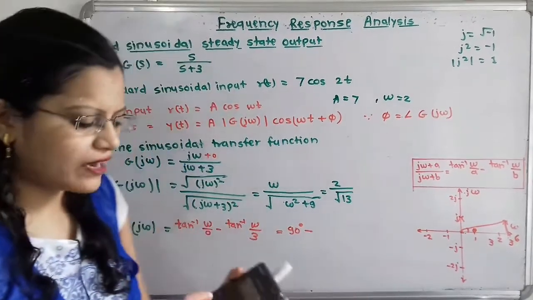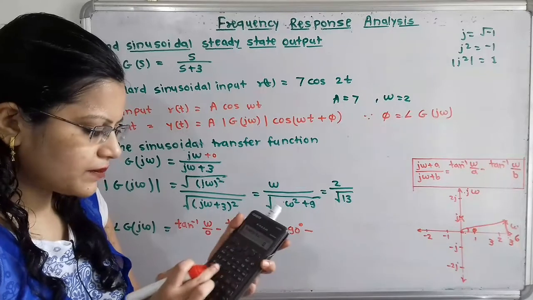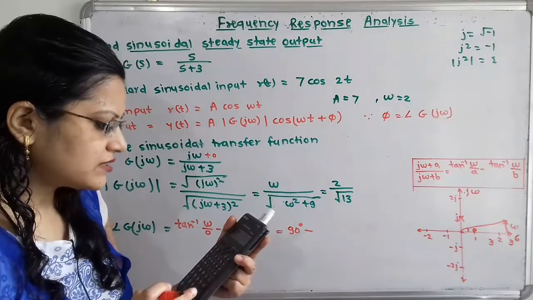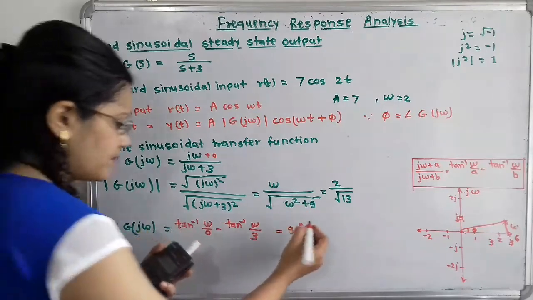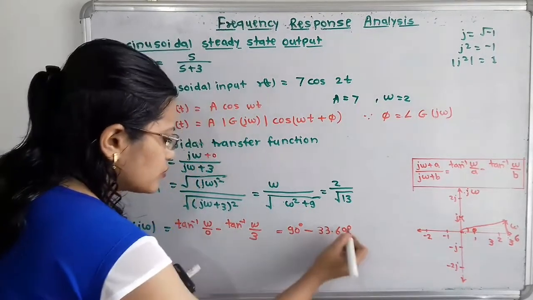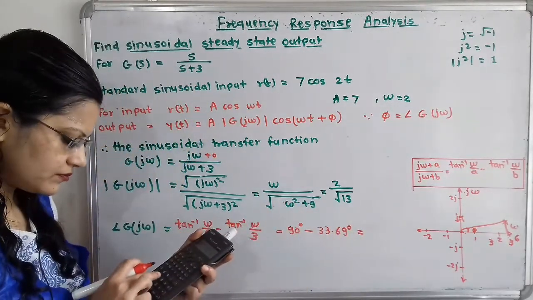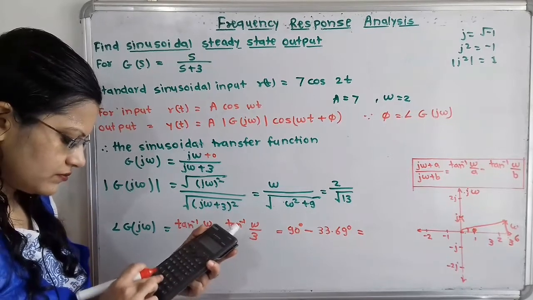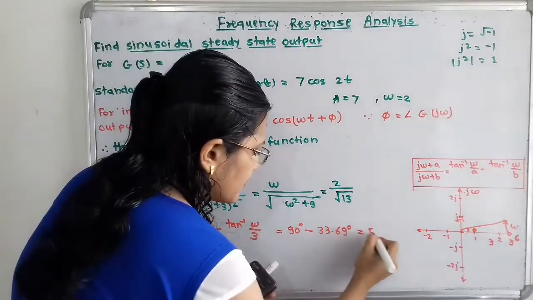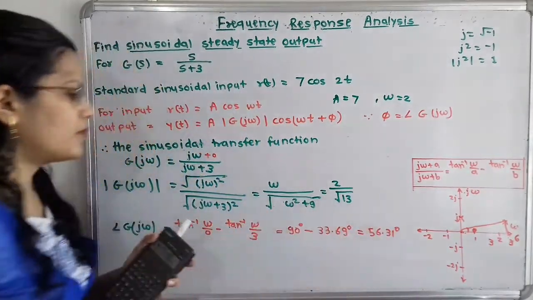With the help of a calculator we will calculate this: shift tan inverse, in the bracket 2 divided by 3, bracket complete. That is 33.69 degrees, so minus 33.69 degrees. Now we calculate 90 minus 33.69, which is 56.31 degrees. So here is the angle of G of j omega.